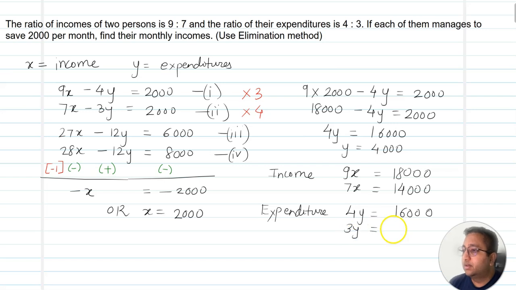So that is 12,000. The subtraction between income and the expenditure is the saving. So we can see that for the first person, 18,000 minus 16,000, his saving is 2,000. And even for the second person, 14,000 minus 12,000, the saving is 2,000. So this is another way of checking whether our solution is correct or not.